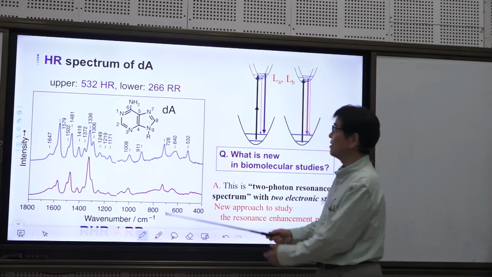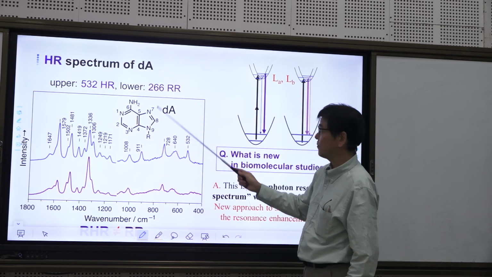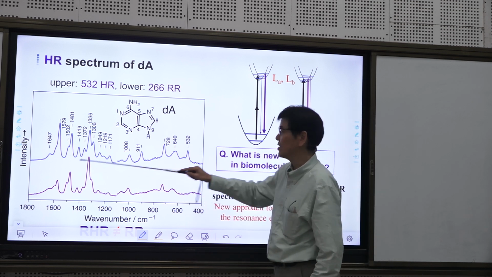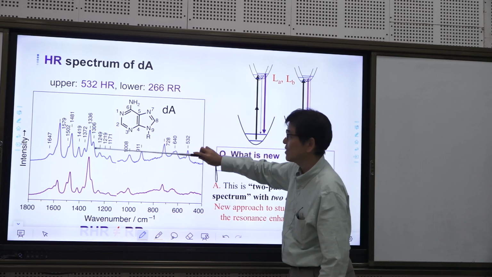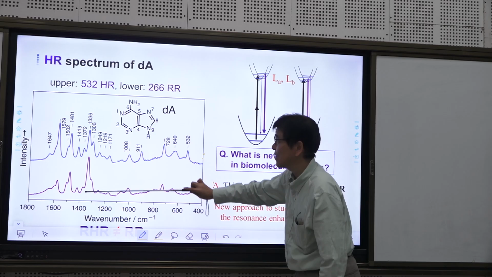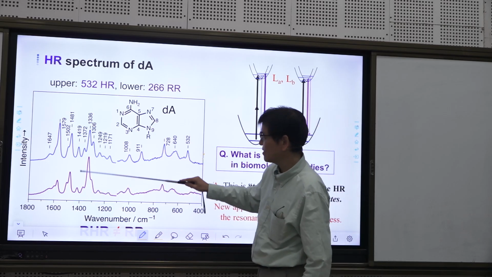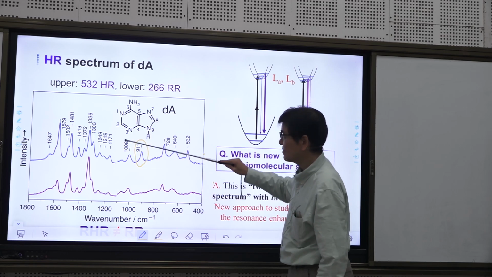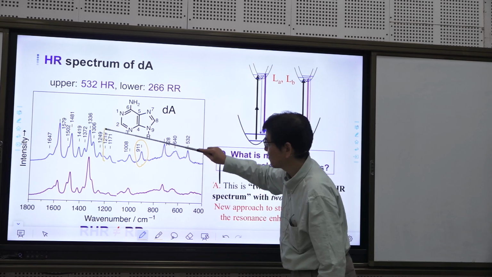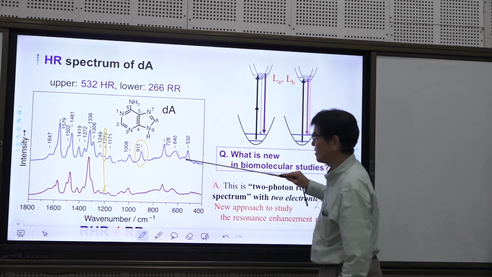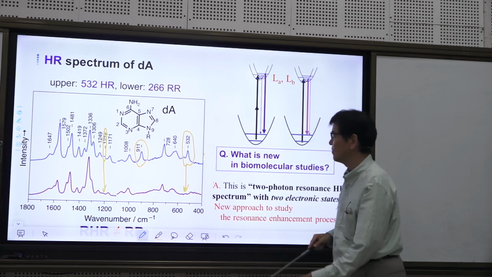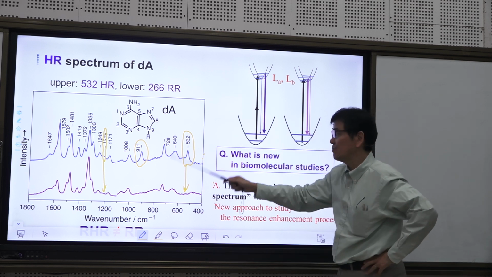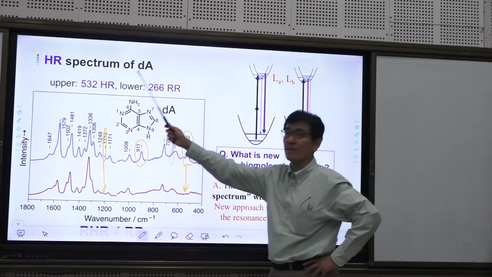And in the case of adenine, DA, eventually we found some difference between the 2 spectra, 532 hyper-Raman and 266 resonance Raman. Some peaks selectively appear in hyper-Raman, and this peak also, and this peak also. So in such a case, new information is obtained only from the hyper-Raman spectrum.